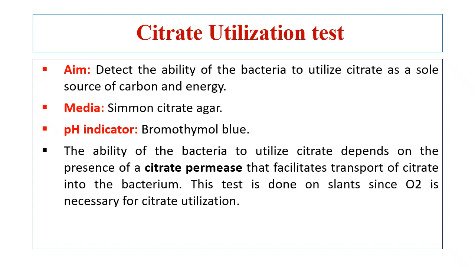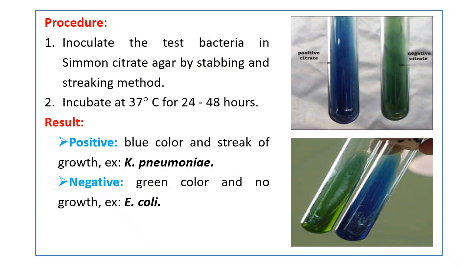The test is performed on a slant agar because oxygen is required for citrate utilization, and the slant provides a large surface exposed to air. The procedure is very simple. We inoculate bacteria in the Simmons citrate agar that contains bromothymol blue indicator by stabbing and streaking method. On slant agar, we use the stabbing and streaking method. Incubate at 37 Celsius for 24 to 48 hours.